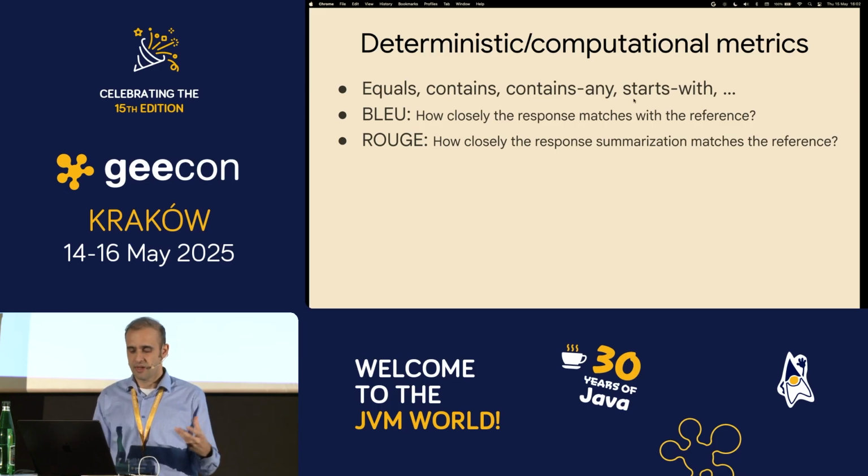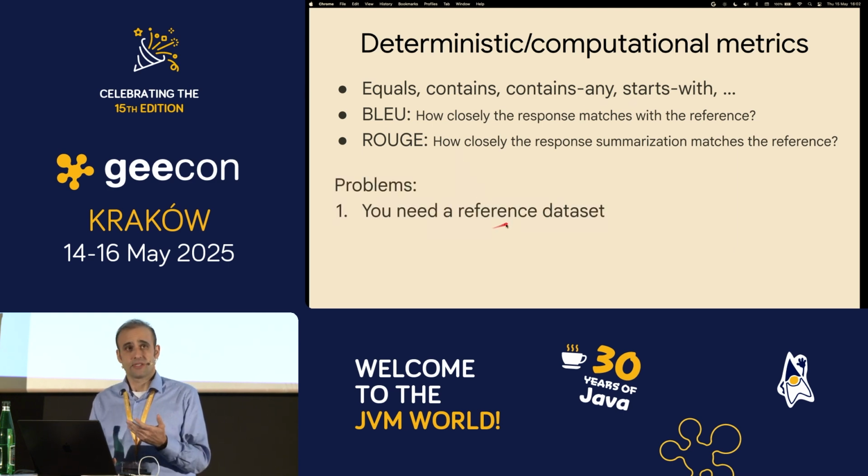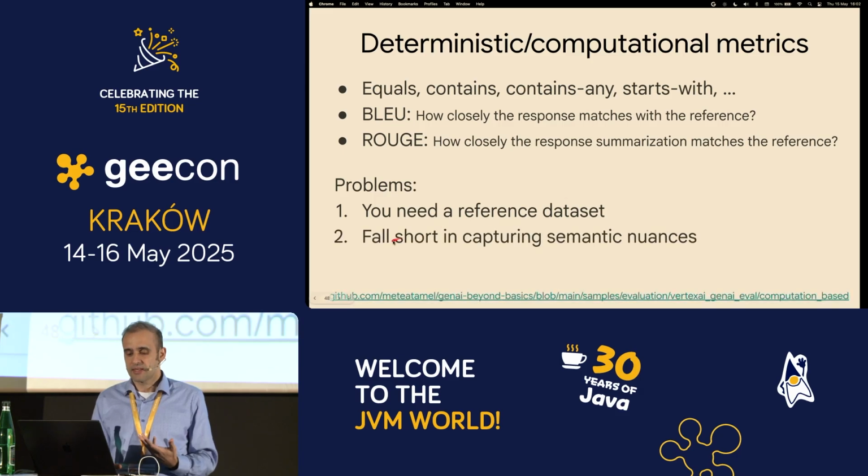So if you have a text to summarize, it looks at how the summary response matches the reference summary that you have. And there's more as well, but the problem with these metrics is, first of all, you need a reference to compare to. If you have a reference, then great, but if you don't, then you don't get a score. The bigger problem is that they really fall short on capturing the semantics, the language. Slight differences in the language throw off these metrics, and they don't become that useful. Actually, I'll show you an example.